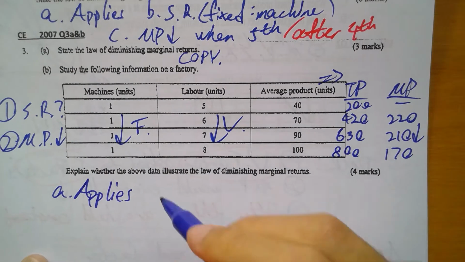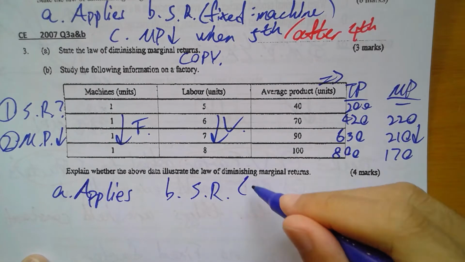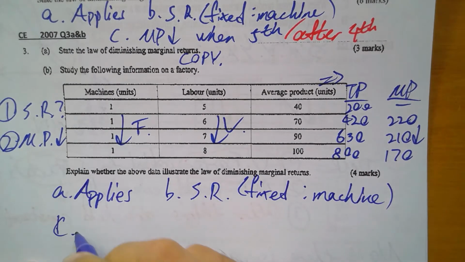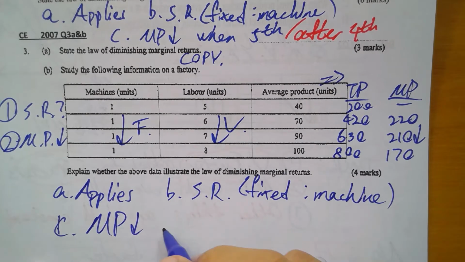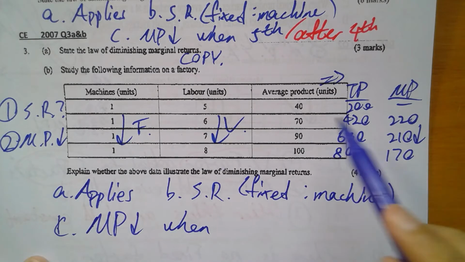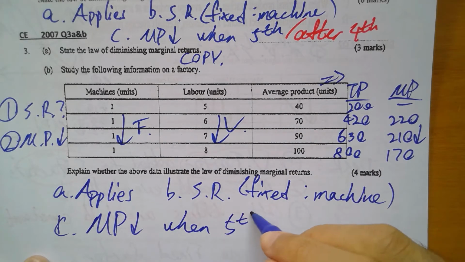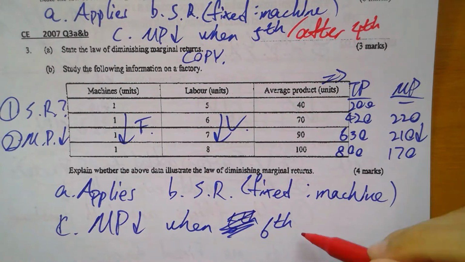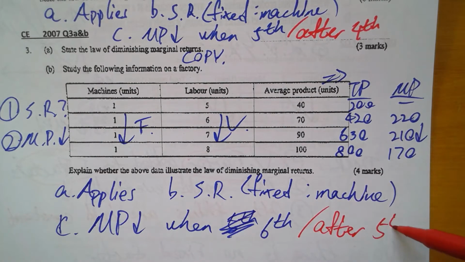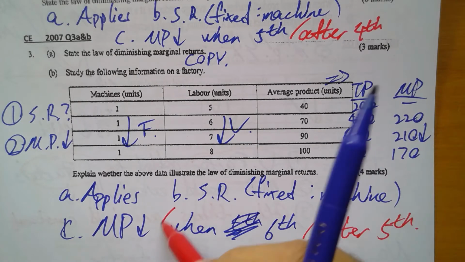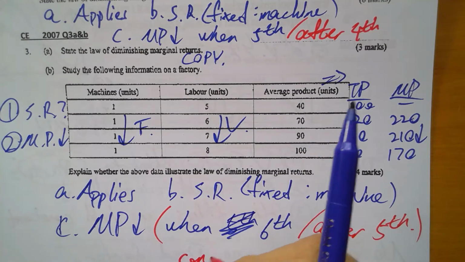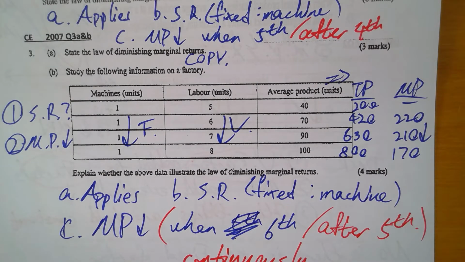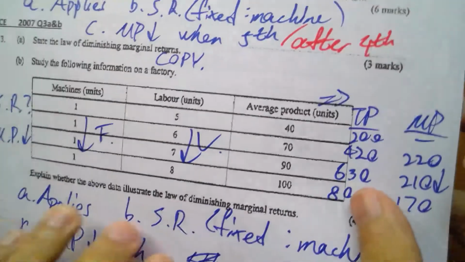係咪啊 applies. Then B, this is a short run because we have fixed factor, which again is machine in this case. And finally, MP diminishes when 其實已經見到啦, when the 5th unit or when 6th unit or after 5th unit 一開波已經係啦 keep diminish. 或者啦 this time you can even say continuously, 成個 table 都冇升過係咪啊, continuously. So that's why DMR applies in this case.